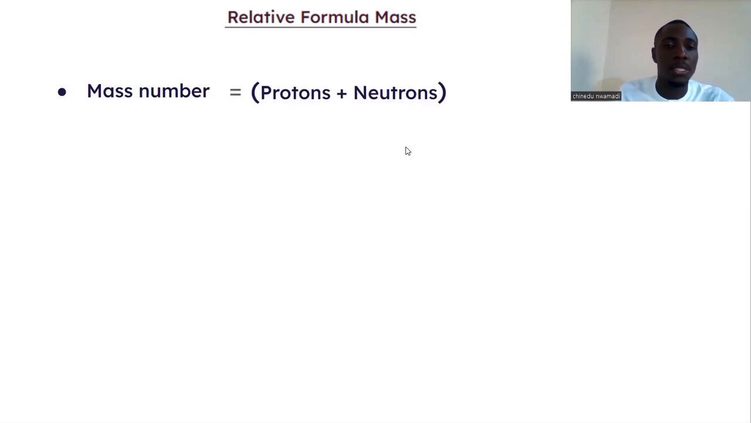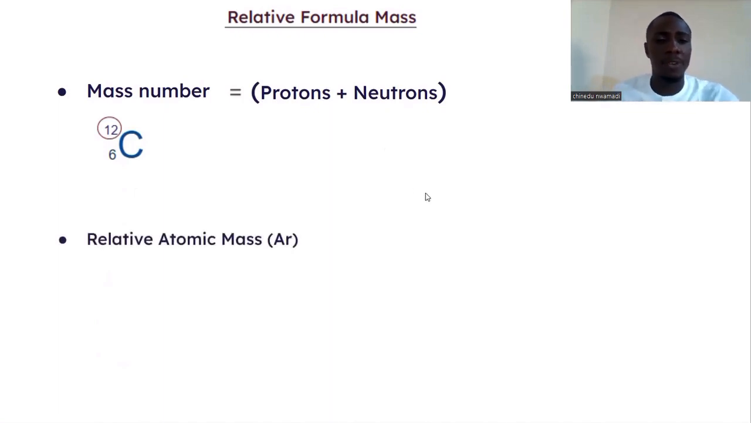Okay, for example, let's look at carbon. So carbon has a mass number of 12. You can see it is located at the top left corner, okay? Now that 12 tells you the total number of the protons and the neutrons of this carbon atom located in the nucleus as well. The next is the relative atomic mass.